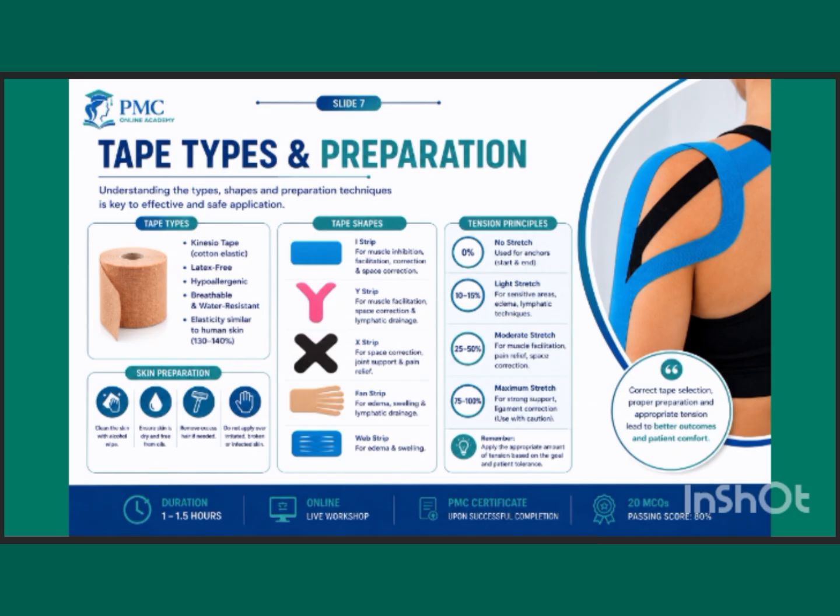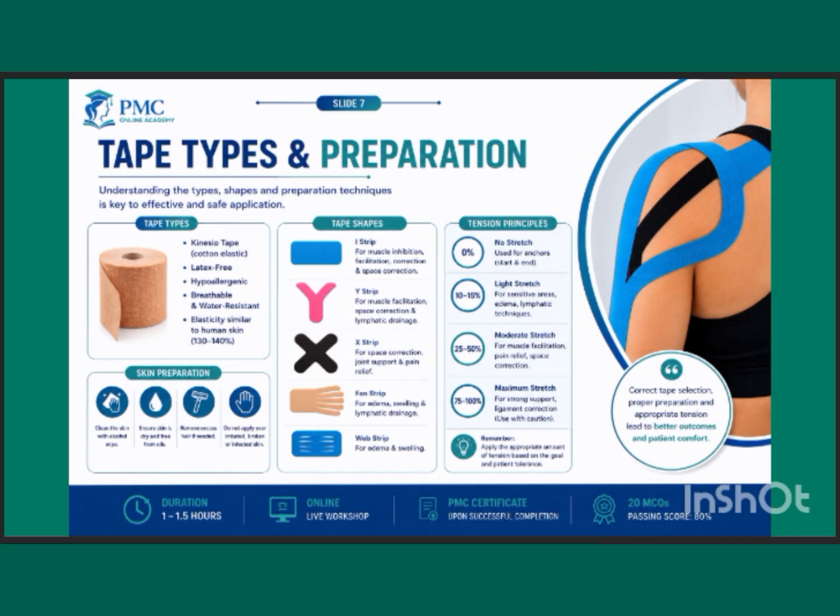First is types of kinesio tape. Let's talk about the tape. Kinesio tape is made of elastic cotton fabric with a medical grade acrylic adhesive. It is designed to mimic the elasticity of human skin, allowing patients to move comfortably without restricting joint motion.